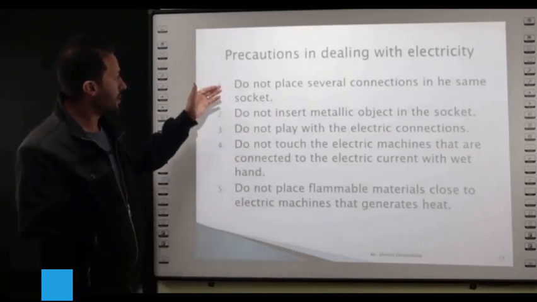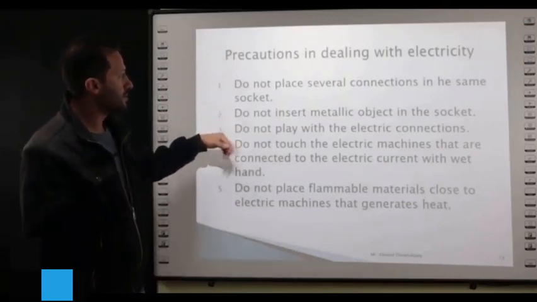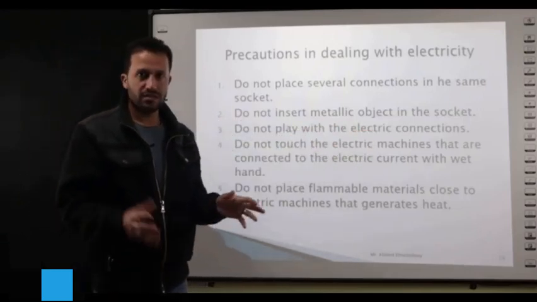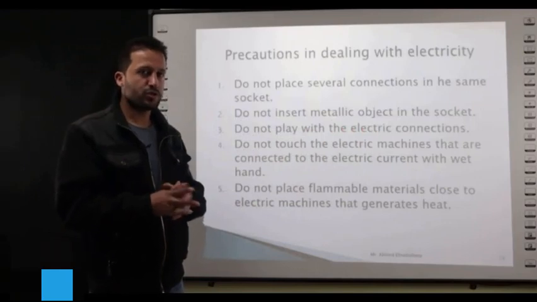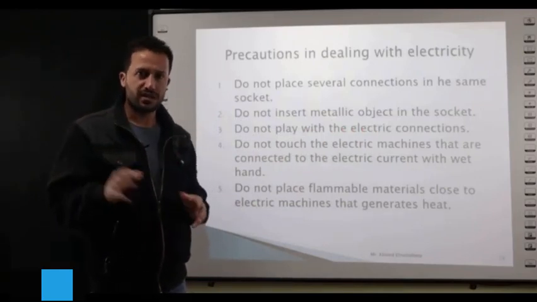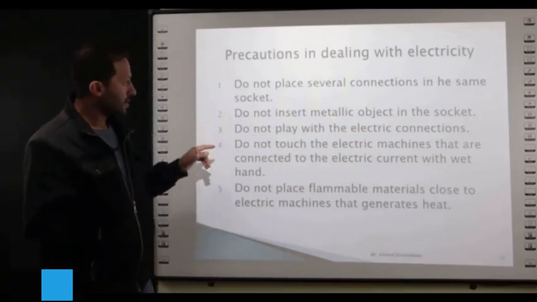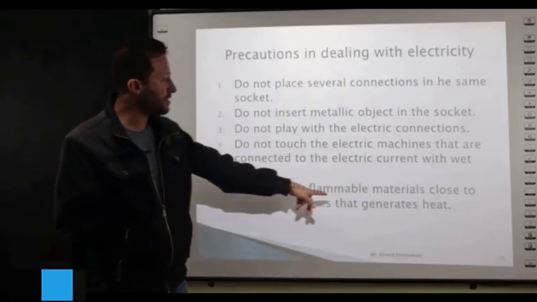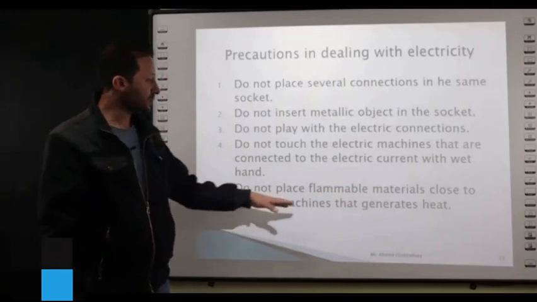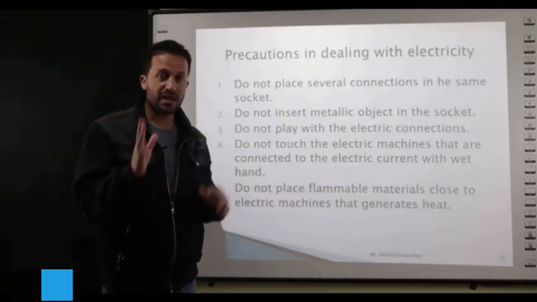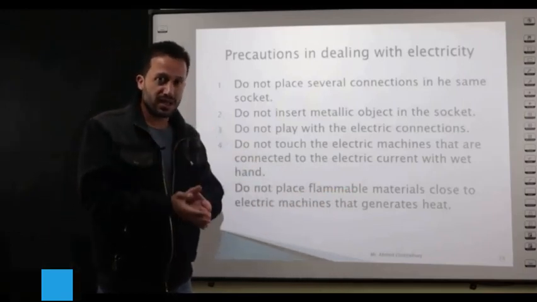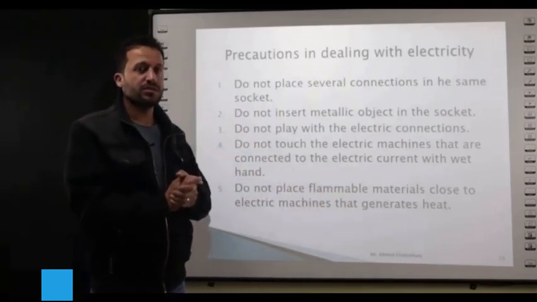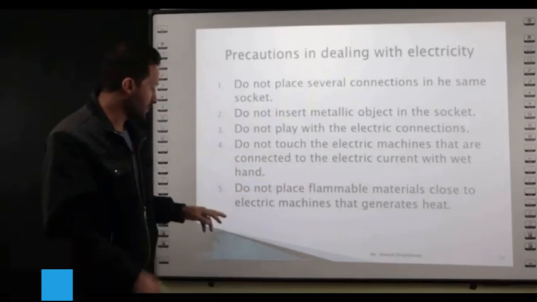Don't play with electric connections, and some children do this, so we have to disconnect electric machines. Number 4, we said. Number 5, don't place flammable materials close to electric machines that generate heat, like electric heaters. As we said, don't dry wet clothes with electric heaters, because this may cause electric fires.